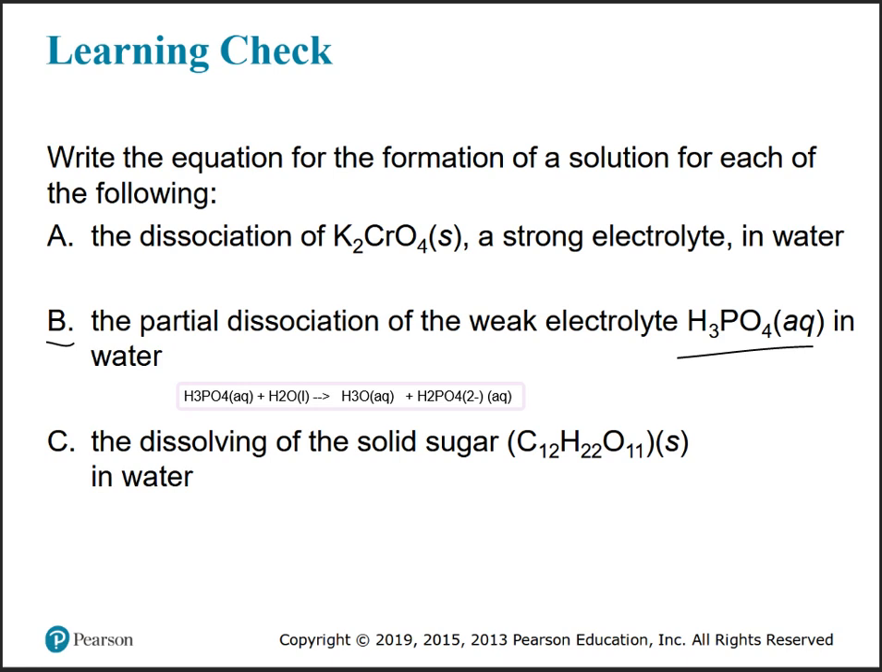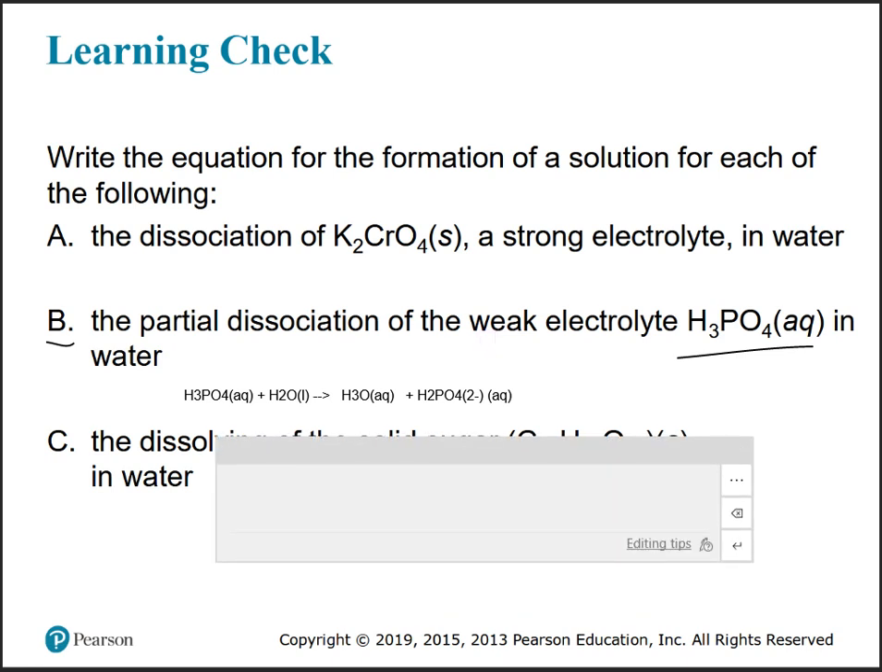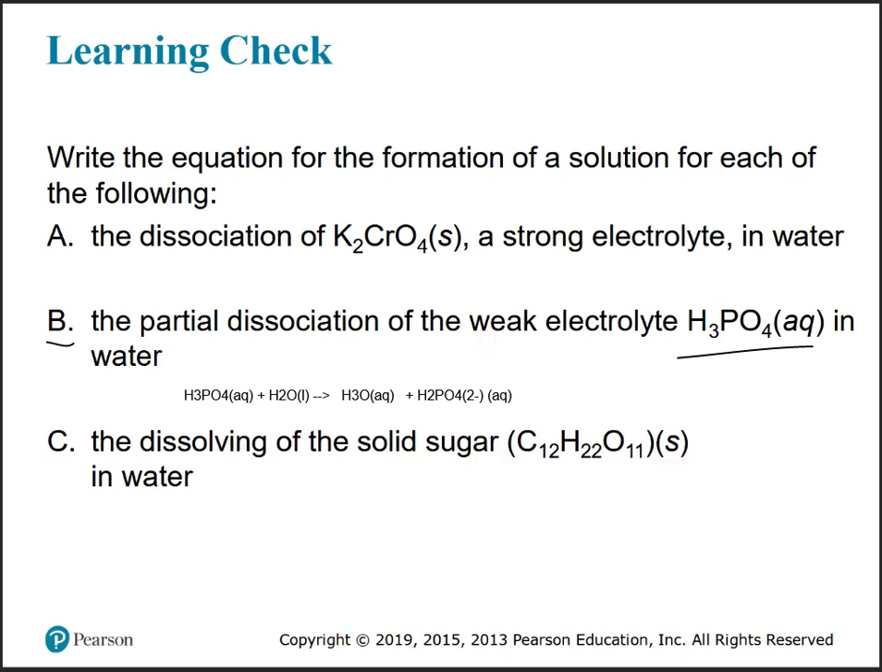So what you should get is something where you're adding the weak electrolyte phosphoric acid. Since it's weak, we know that there has to be some kind of equilibrium. Let me draw my other arrow in.